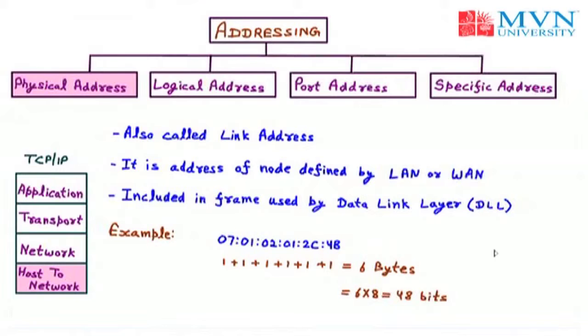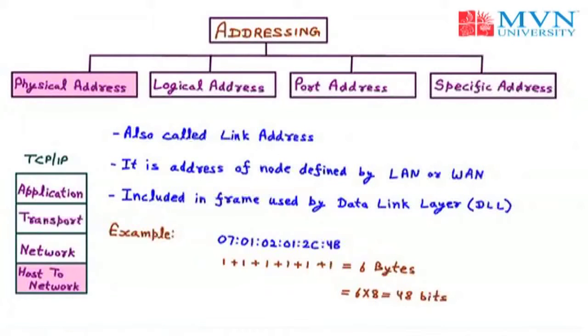We can represent the physical address with 12 hexadecimal digits. So the physical address is the address imprinted on your LAN card, and it is a 6 byte address represented in hexadecimal form. Now, as the physical address works on the host network layer of the TCP/IP model, we are skipping all the further layers, that is the application layer, transport layer and network layer. We will only consider the host network layer, or the data link layer.